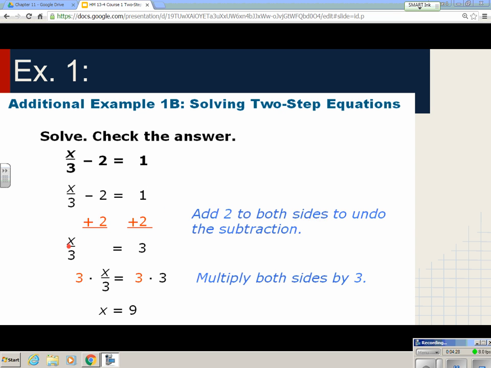So now we're left with x divided by 3 equals 3. Well, how do we get rid of the division? Well, the opposite of division is multiply. So we multiply both sides by 3. So that cancels out over here.